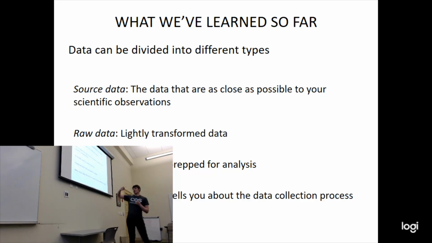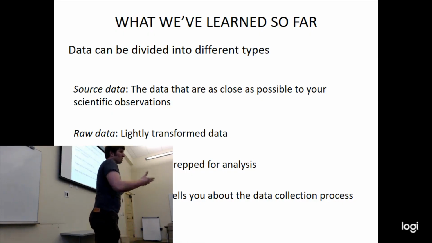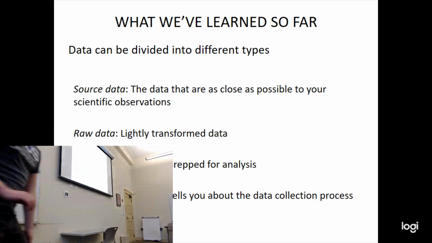And you also want some information about the processes that you use to get from the source data to the raw data, and the raw data to the process data. So that should be scripts or documentation, whatever it might be, you want to capture that information as well. And then finally, sometimes you have a distinction between raw data and process data, sometimes you don't. It really depends on the nature of your project.